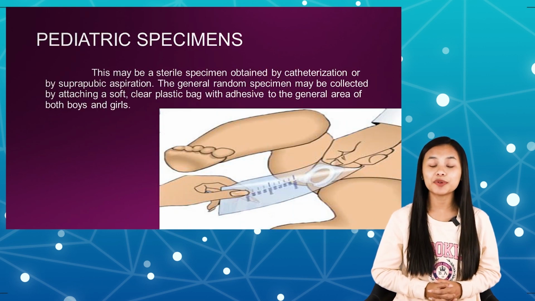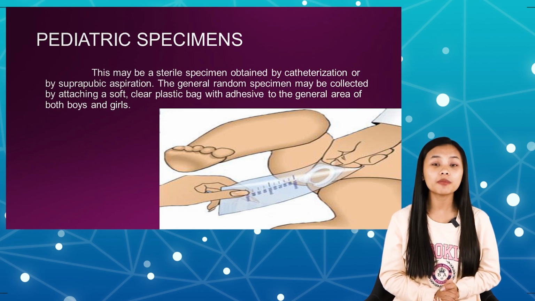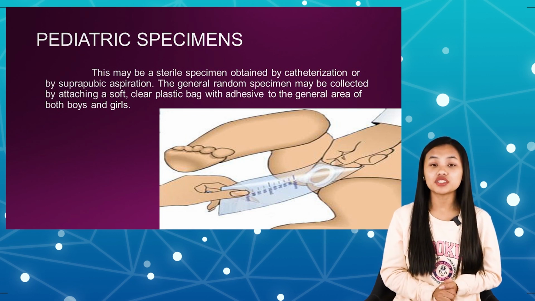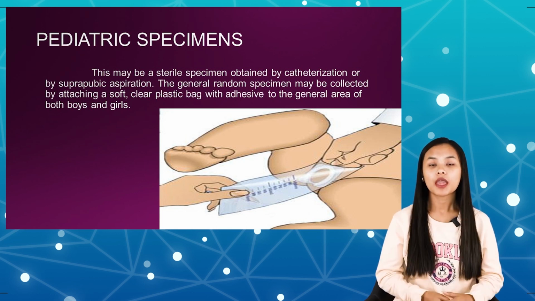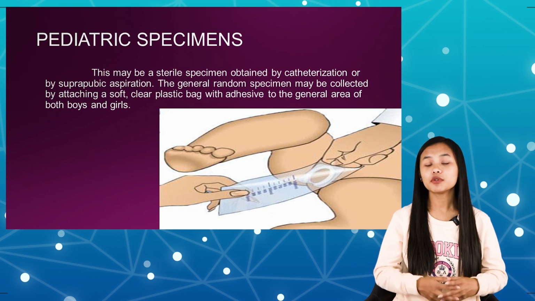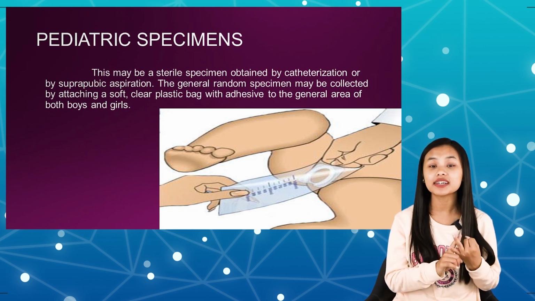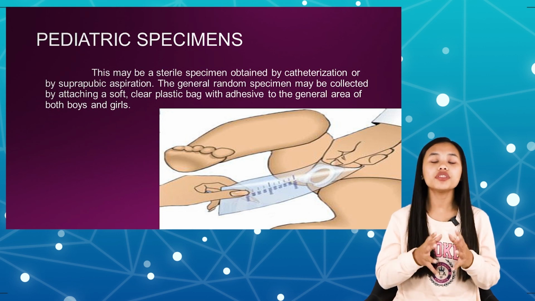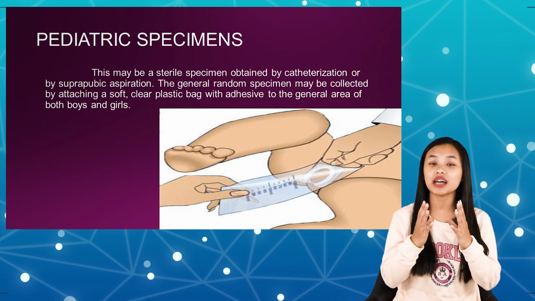And the next is the pediatric specimen. This is a sterile specimen which will be collected by catheterization or even by suprapubic aspiration. The general random specimen may also be collected by attaching a soft as well as a clear plastic bag with the use of an adhesive to the genital areas of both boys and girls.